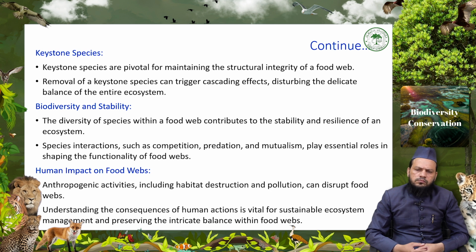However, the intricate balance within a food web faces threats from human activities. Anthropogenic actions such as habitat destruction and pollution have the potential to disturb the delicate web of interactions. Understanding the repercussions of these human-induced disruptions is essential for sustainable ecosystem management, underscoring the responsibility we bear in preserving the intricate balance within food webs for the well-being of our planet.